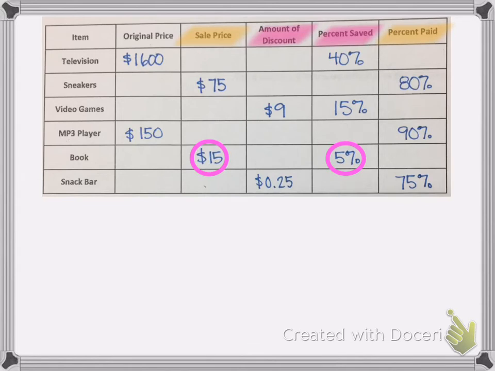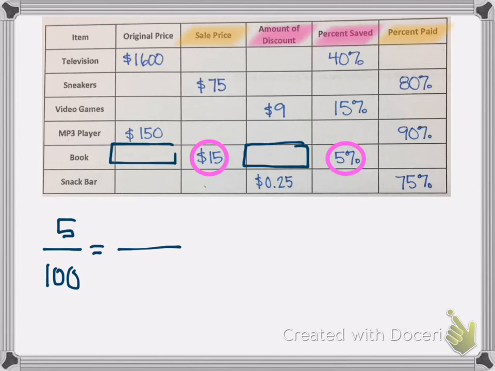So right now, let me show you. If I use the 5%, I would go 5 per 100 is equal to the part. Well, the part I'm going to find is here, right? I'm using percent saved. So the part I'm going to find is the amount of discount. Well, I don't know what that is. Over the whole, which is the original price, that's here, and I don't know what that is. So I can't do anything with my part to whole ratios. I can't solve for anything.